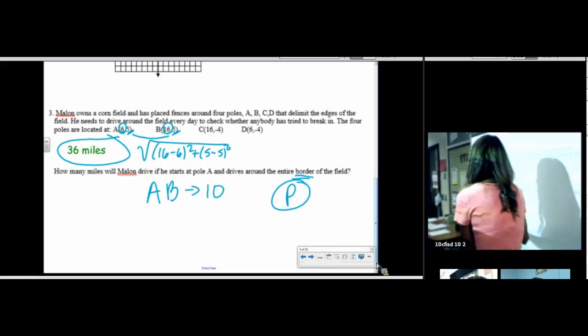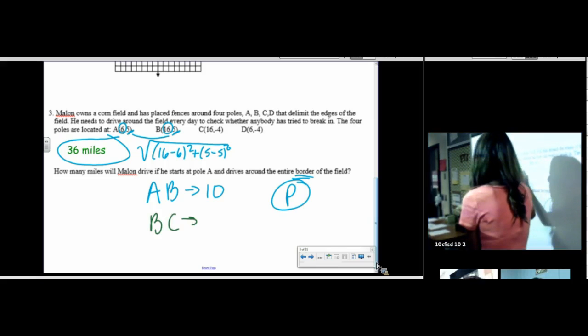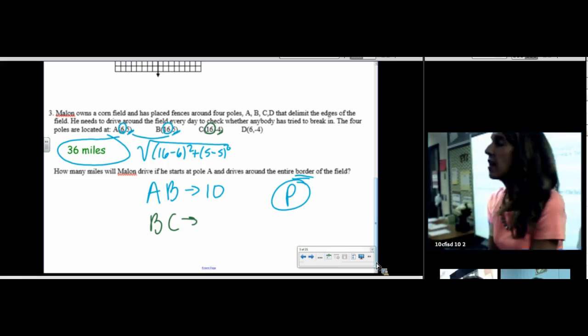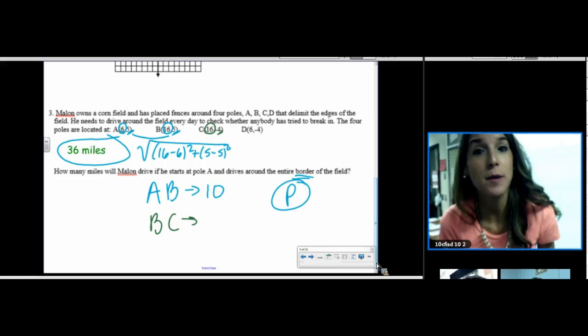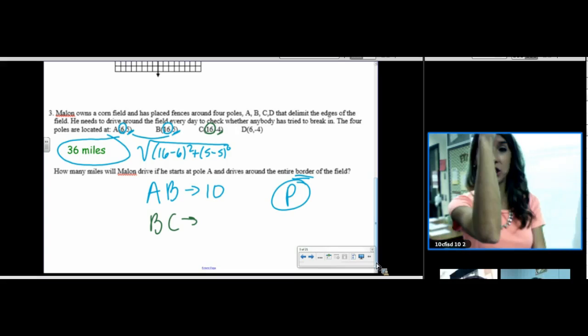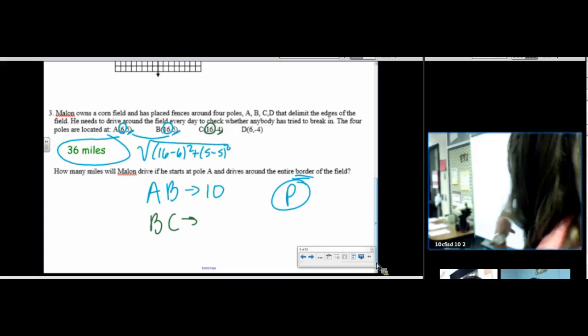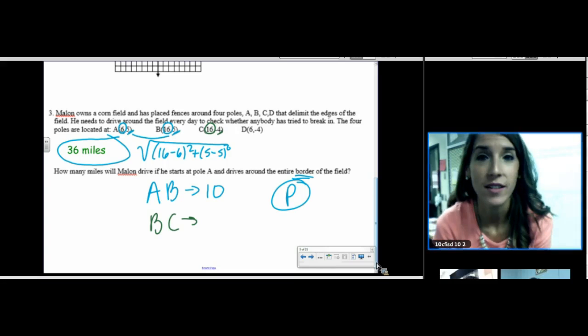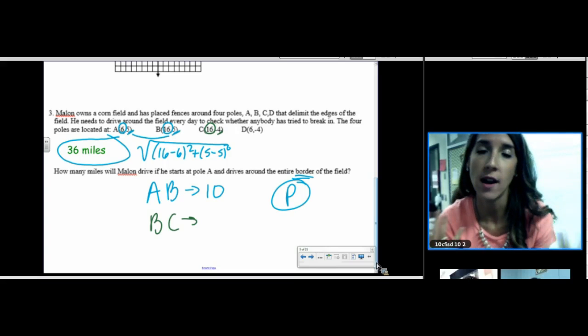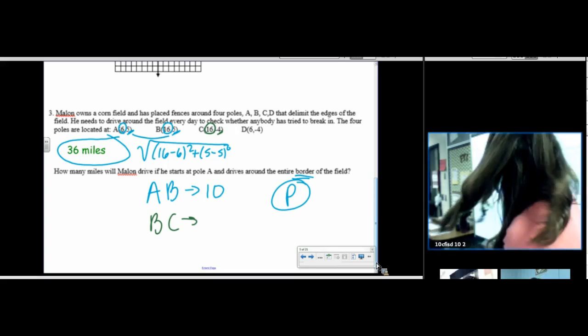Okay, let's see if we get lucky again. Let's drive from B to C. Oh, look, B and C, the x value is 16 for both of them. So this one's a straight up and down segment. It's not diagonal, it's straight up and down. So I really only need to find the distance from -4 to 5. Remember, you subtract every time. 5 minus -4, or the other way around, and you get 9.